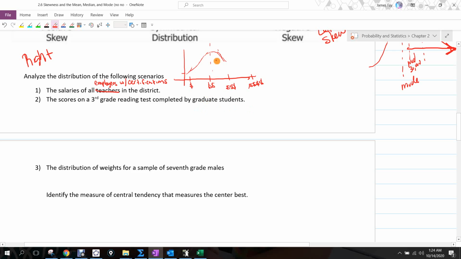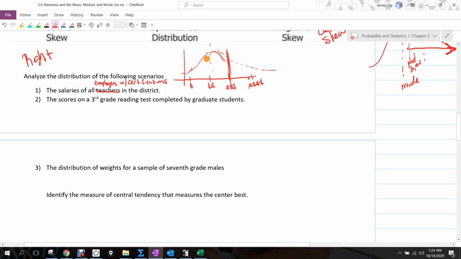So let's say the average salary for our district would probably be in the $60,000 to $70,000 range. But administrators, superintendents, and treasurers are making upwards of $90,000, $100,000, $120,000. So those are outliers. Those are pulling that mean over here, and it is not a great center of data.